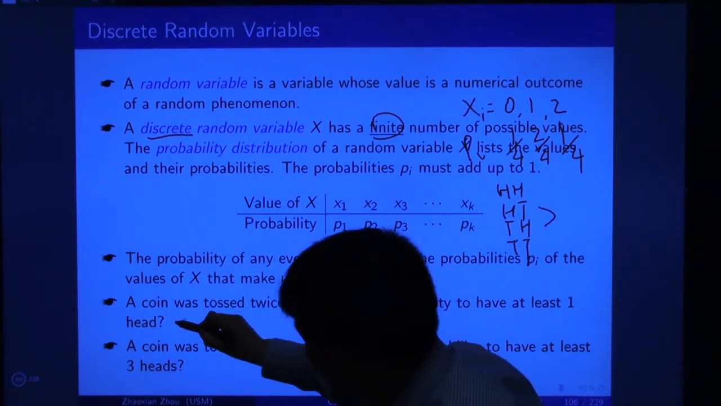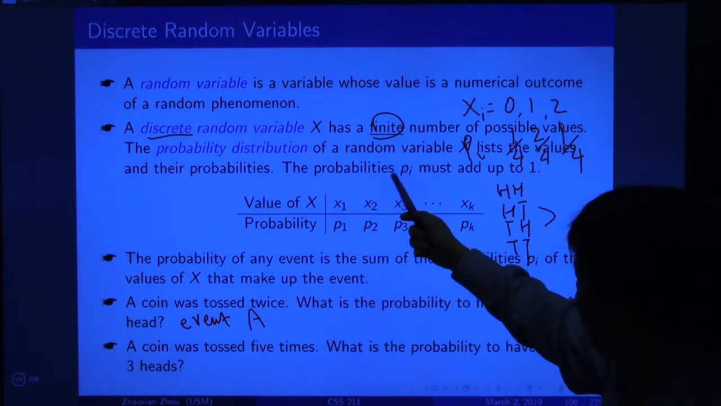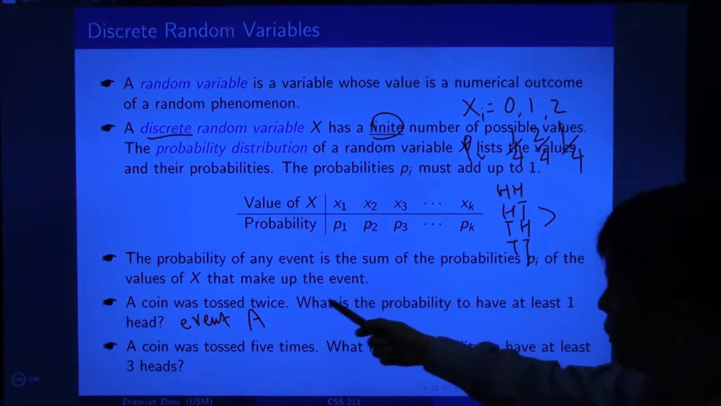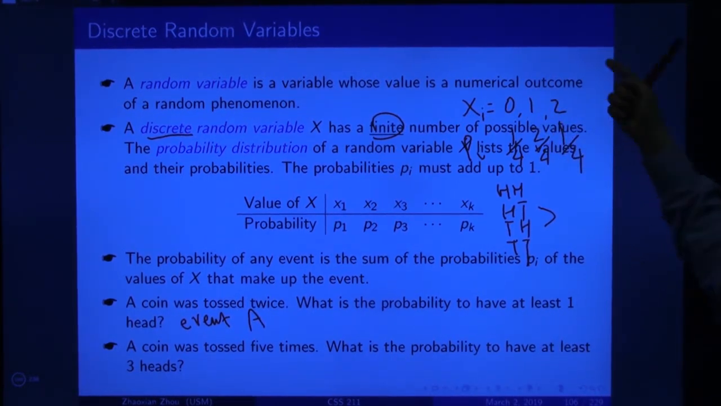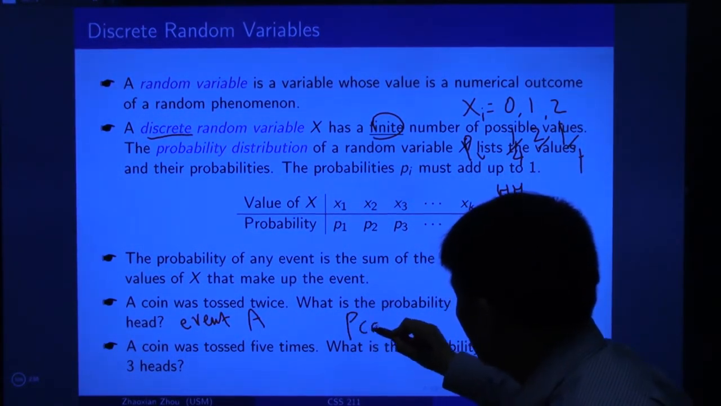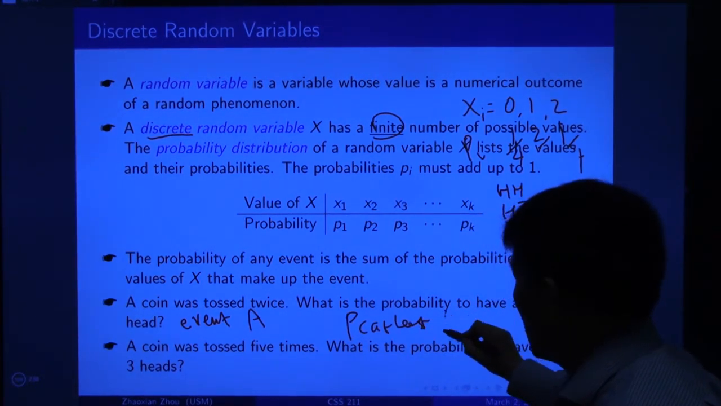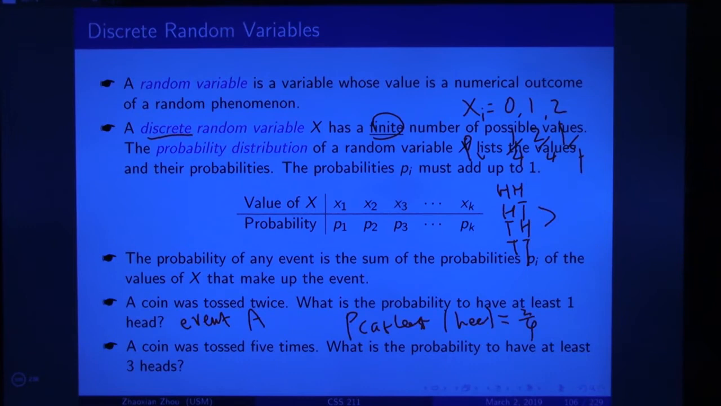Now the question asks, what is the probability to have at least one head? This is the event. For example, we call this event A. The probability for event A will be the sum of all the probabilities that make up the event. The event is at least one head. So that means we can have one head or two heads. So there are two probabilities that make up this event A, this one and this one. So the probability to have at least one head will be equal to 2 over 4 plus 1 over 4 for 2 heads, which equals 3 quarters. So this is the first, easier problem.